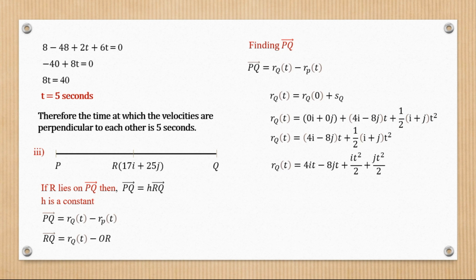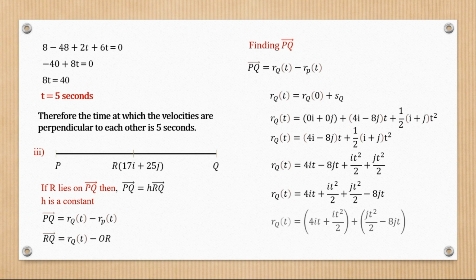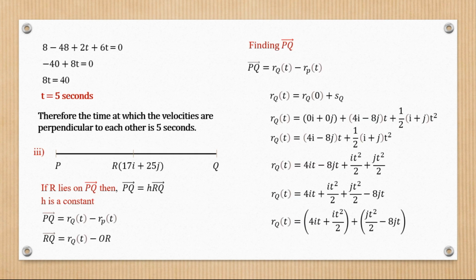And then I can now open brackets. So multiply this t inside and this is what I'll have. Then also multiply this half inside. The point is I want to combine the i values with the j values. So I'll have it as 4it plus it squared over 2 plus jt squared over 2 minus 8jt. So I have RQt being equal to this. Now I'm going to put in brackets where all the values of i are grouped together and those with j are grouped together. So I have RQt being equal to that.